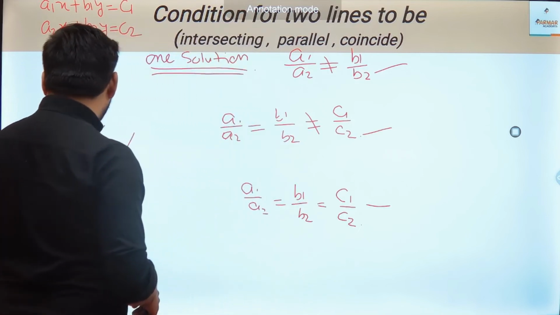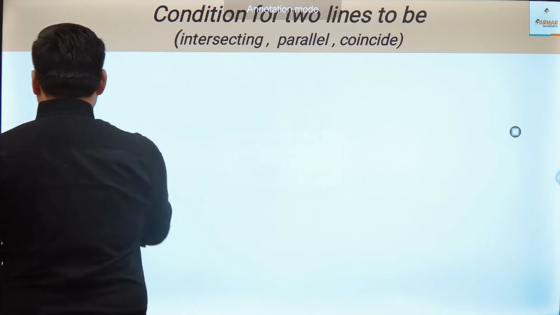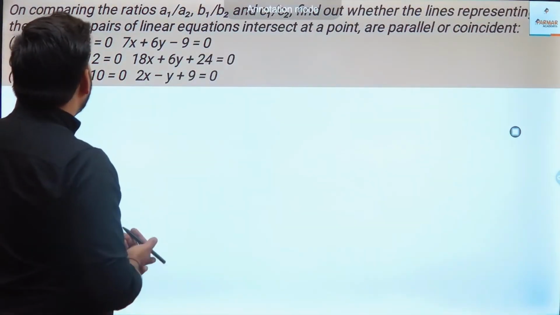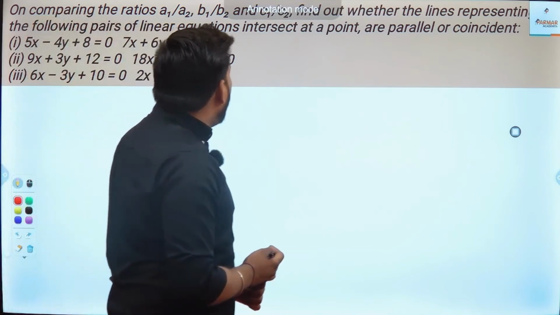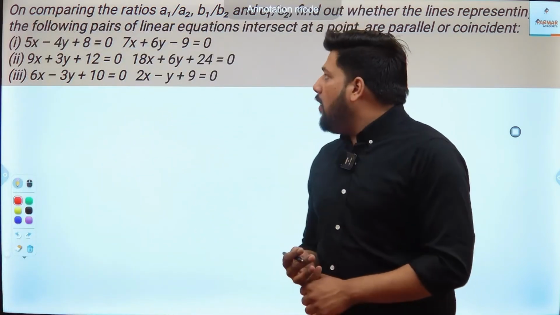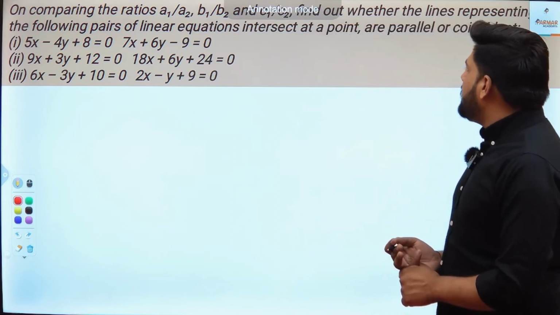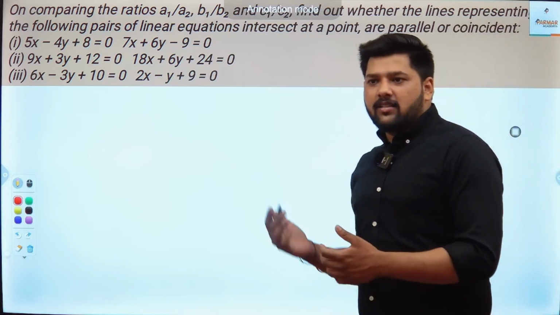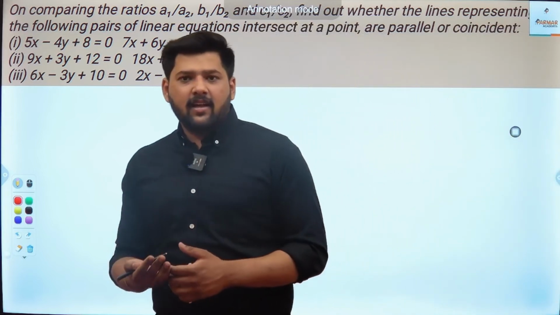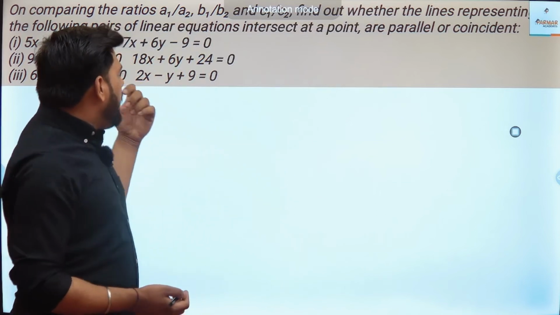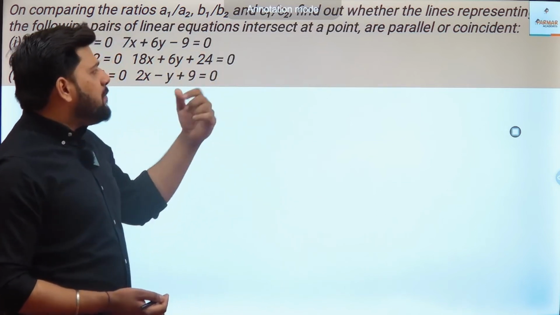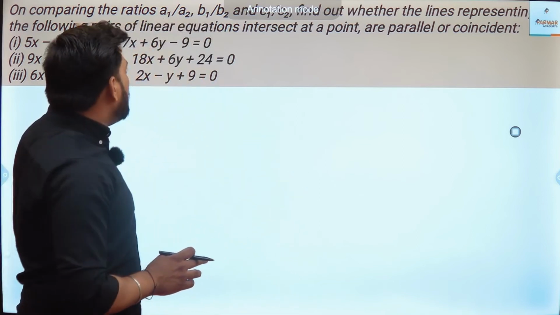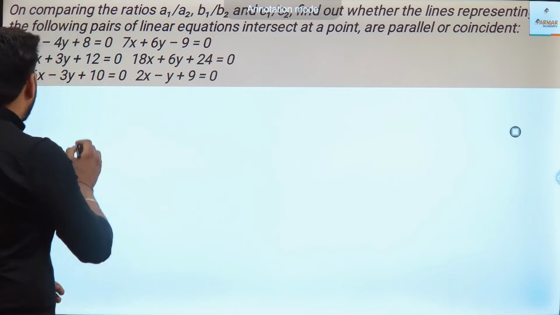So let's discuss some questions related to these. On comparing the ratios a1 by a2, b1 by b2 and c1 by c2, find out whether the following pairs of linear equations represent lines intersecting at a point, parallel or coincident. Again, these 3 questions are related to the last slide, which means we have to check whether these lines represent intersecting lines, parallel lines or coincident lines without actually finding the solution, just by checking the ratios. So let's do the first question.